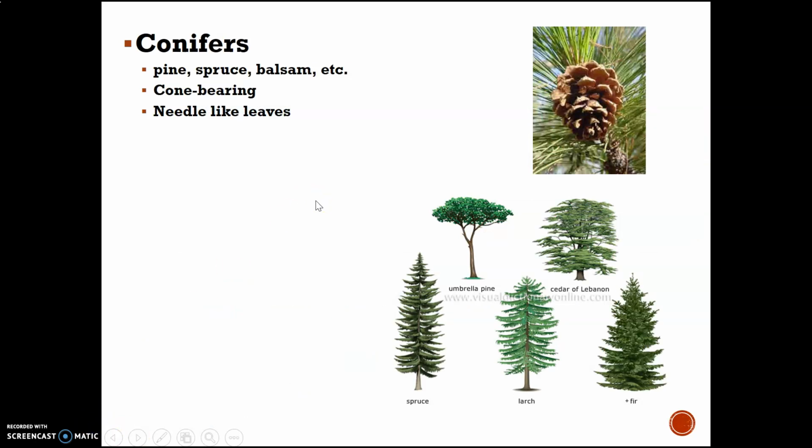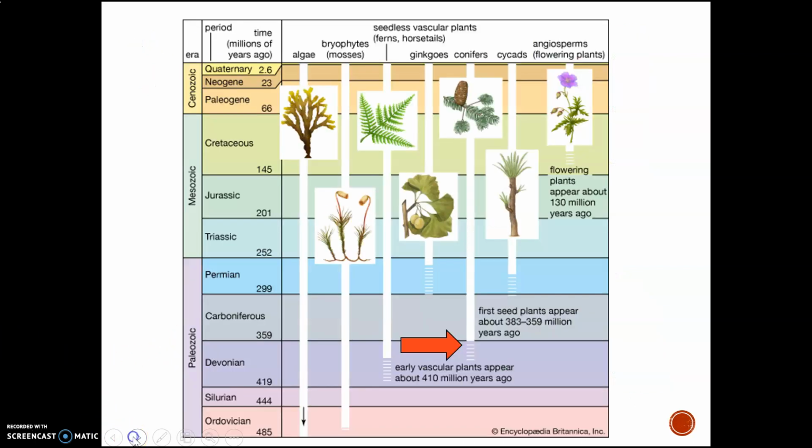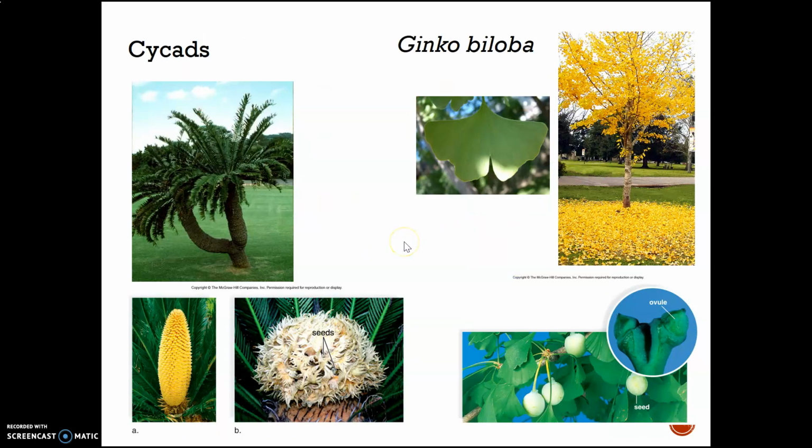Then you've got conifers. These are pretty common, like pine, spruce, balsam. They're cone-bearing. They have needle-like leaves. Basically, if you think of a Christmas tree, right, those are conifers. So our first seed plants show up about 383 to 359 million years ago. Other gymnosperms are cycads. They look very similar to palms, but they're not very closely related.